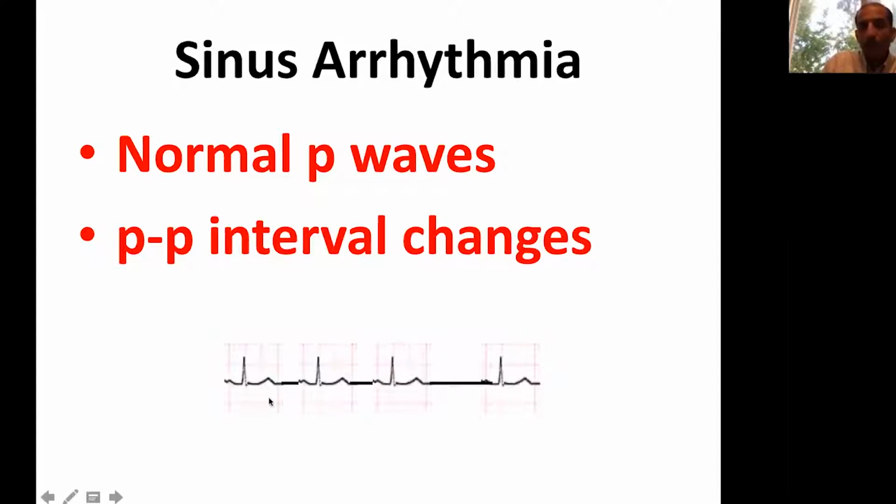Then the other thing we look at is the P to P interval. Is it pretty constant, or is there significant variation? Now, there might be a little bit of variation when you record the heart rate, because it's not always the same. We have different inputs going to the heart from the sympathetic system, from the parasympathetic system. But if you notice that there is significant variation in the P to P time, then we usually refer to it as sinus arrhythmia.